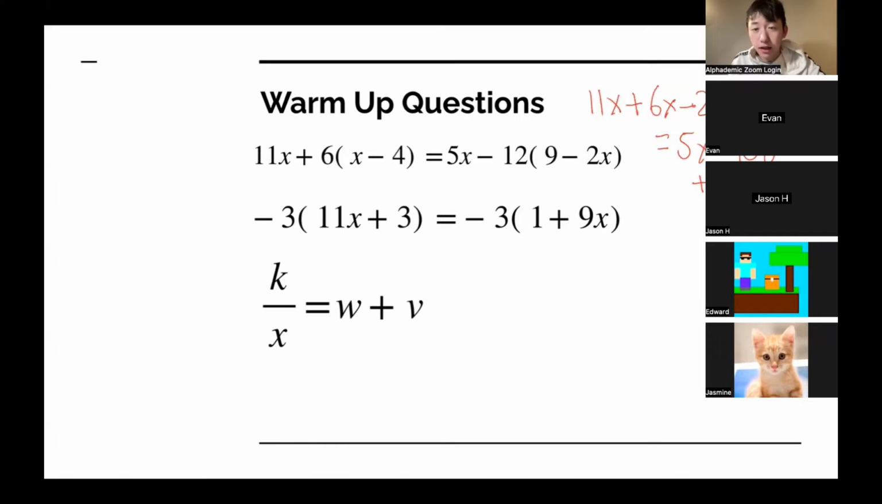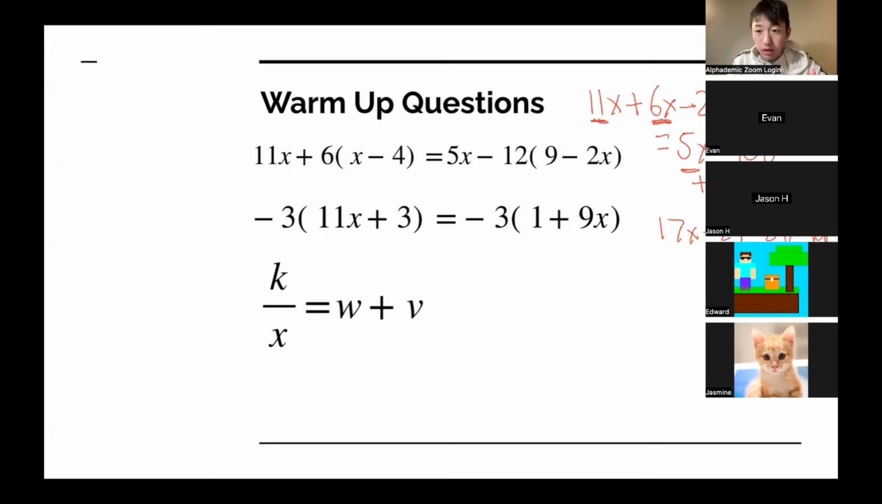We combine like values on both sides of the equation. So we combine the 11x and the 6x, and the 5x and the 24x on either side. So we get 17x minus 24 is equal to 29x minus 108.